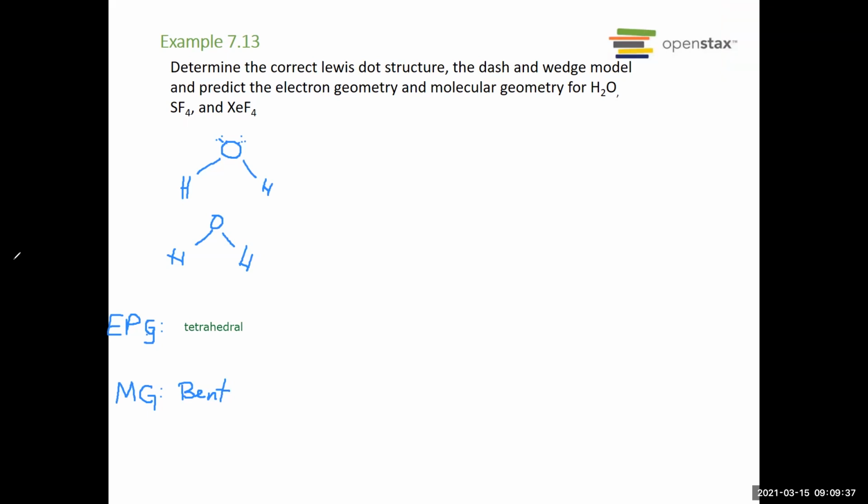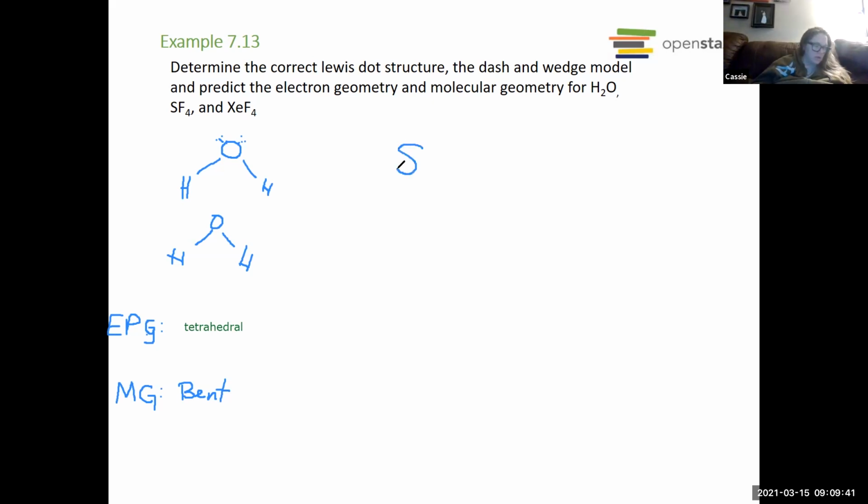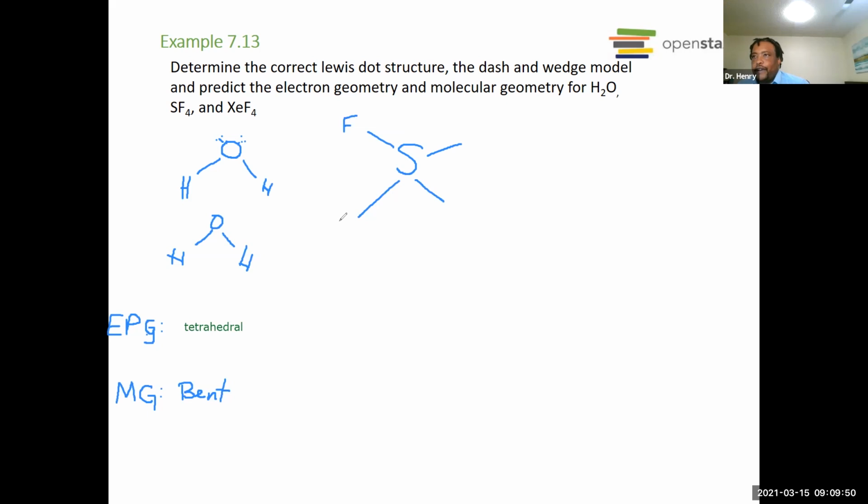Sulfur's in the center, with 4 fluorides around it. But sulfur's the exception. How many lone pairs does sulfur have? 1 set. 2, 4, 6, 8. Right? Okay.